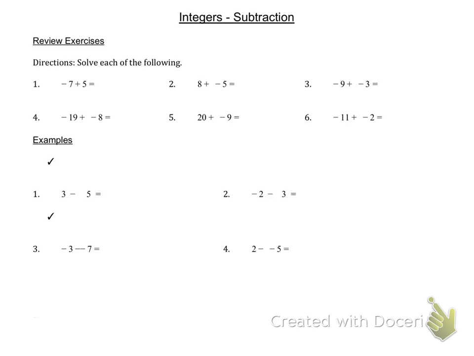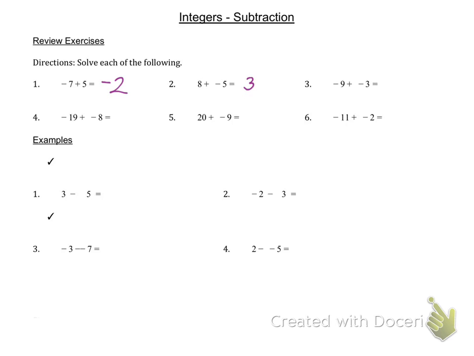Number 1, -7 plus 5. We have a negative and a positive, so I'm going to subtract the two. 7 minus 5, which is 2, and the bigger number is negative, so it's a -2. Number 2, 8 plus a -5. I'm going to subtract. 8 minus 5 is 3. The sign of the bigger number is positive, so my answer is positive.